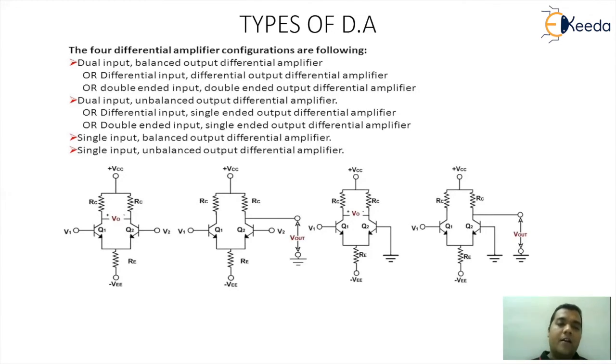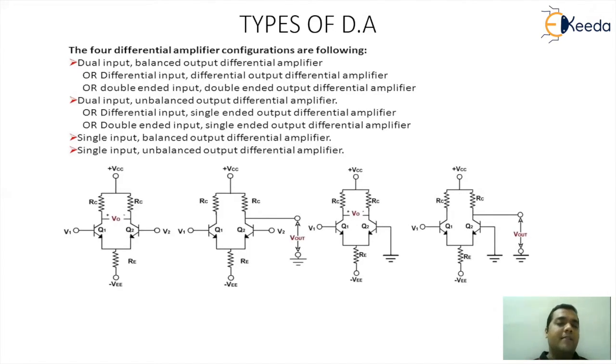where there are two input points V1 and V2, and two output points VO1 and VO2, and you take VO as the difference of both, as you can see in the first figure on the left. Now if I change this to the second logic, where I take output from only one terminal but have both the input terminals present, this gives me a second logic of balanced input but unbalanced output configuration.